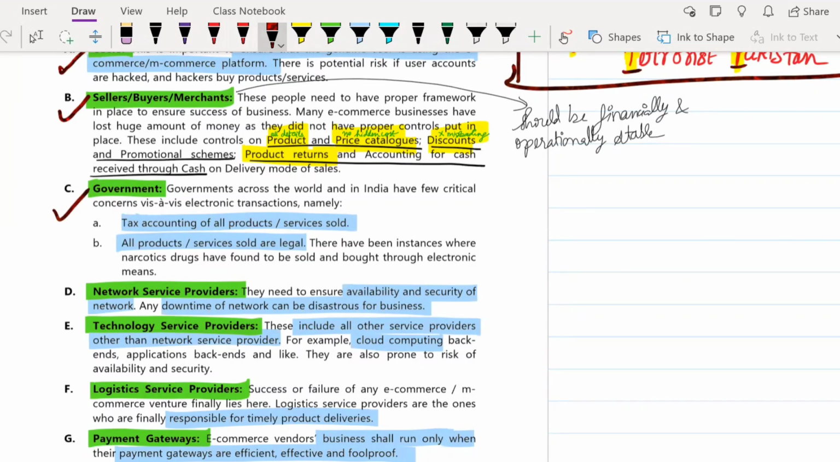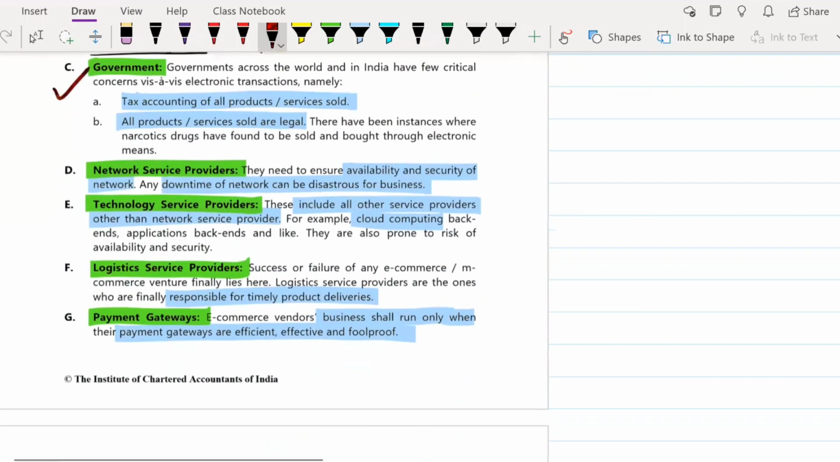Anybody must not be able to come on an Amazon website and sell bombs or AK-47s or drugs. So the government will check that all the products and services sold on an e-commerce platform are legal only.